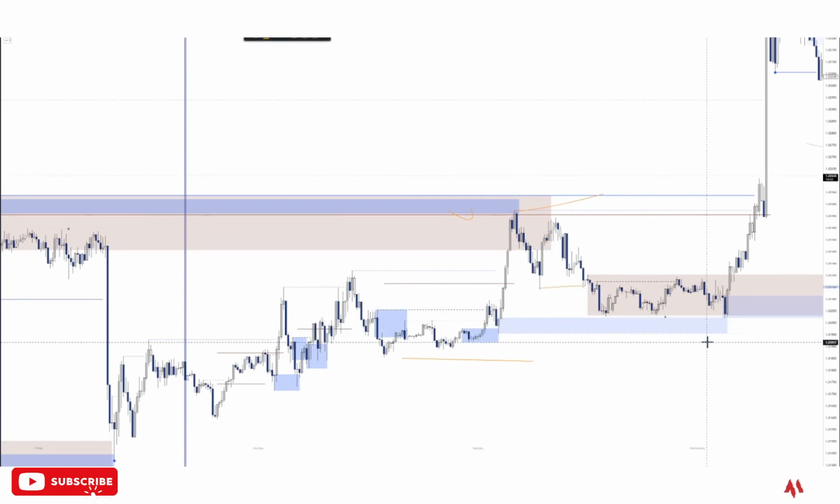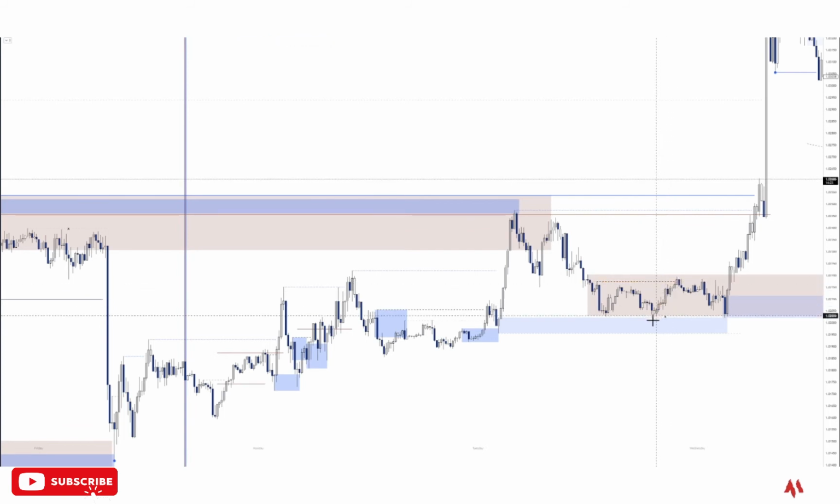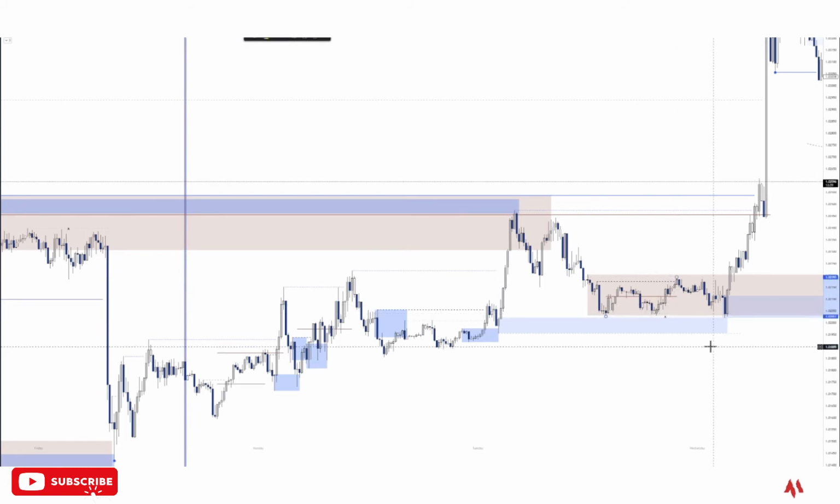So heading into London, we had our first minor break of structure over here, which is our first sign of strength, which also validates that demand is still in these markets, and this is actually a weak high. There's not much supply. So now we marked out our premium and discounts and wait for price to get into discount pricing to look for trades.